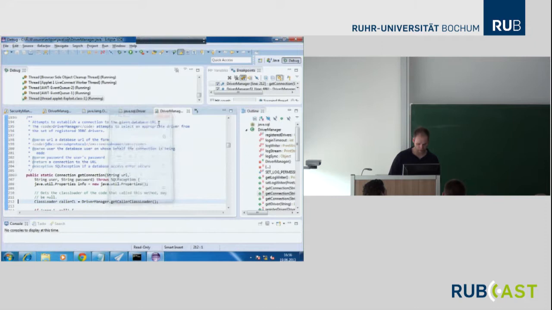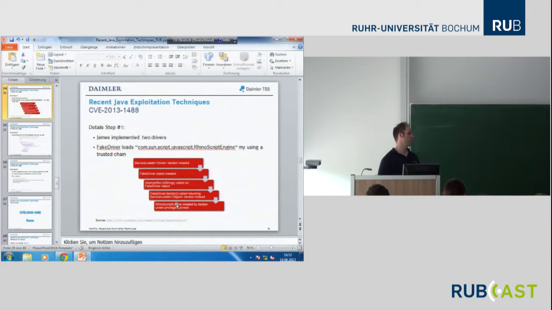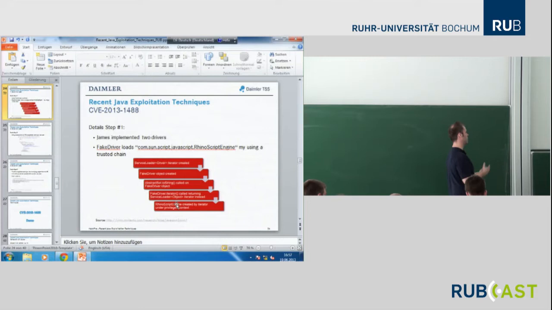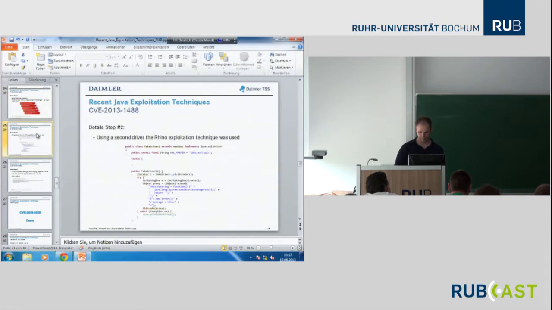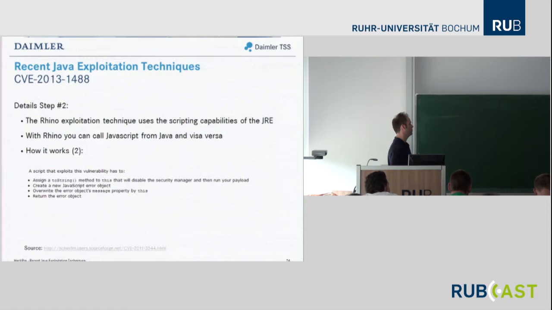Just remember what James was doing. He was creating this Rhino script engine under a privileged context, defining a proxy object with this Rhino script engine to call a toString method which has higher privileges. And if you're interested in building your own exploit for that, just look at Mihi's homepage. He tells you how this works: assign this toString method like I showed you, create an error object, and get the toString method called from a privileged class or object.